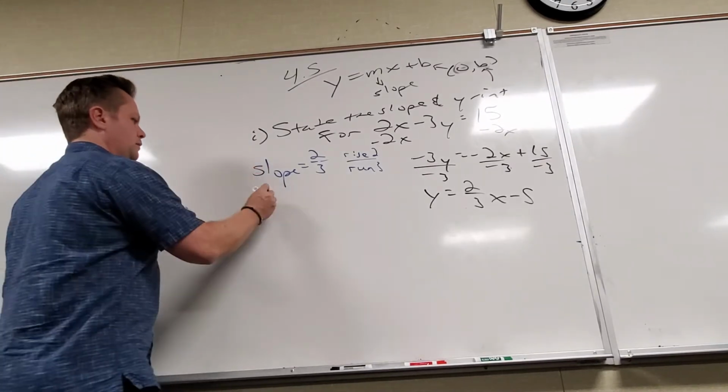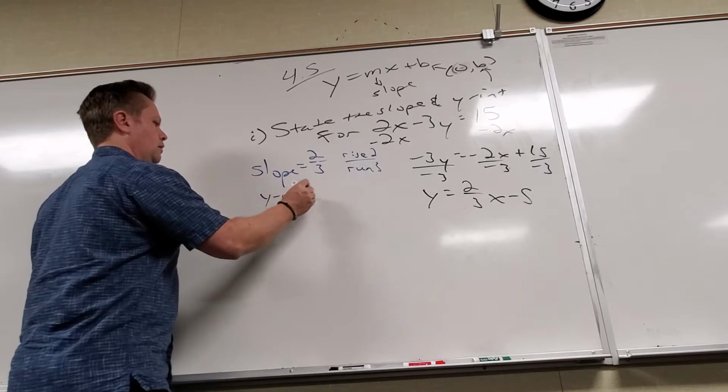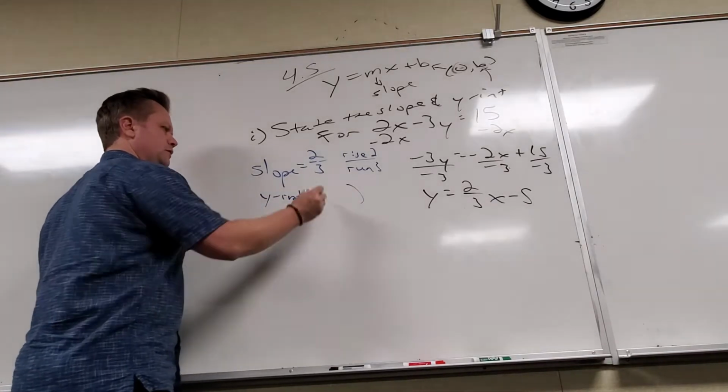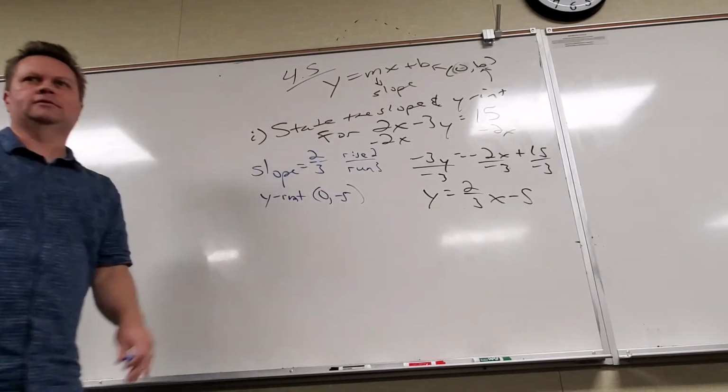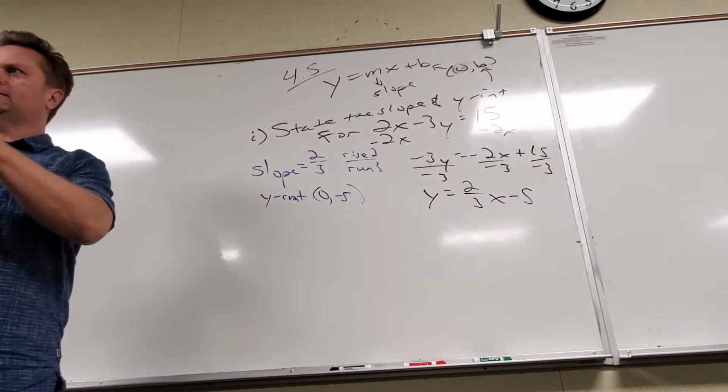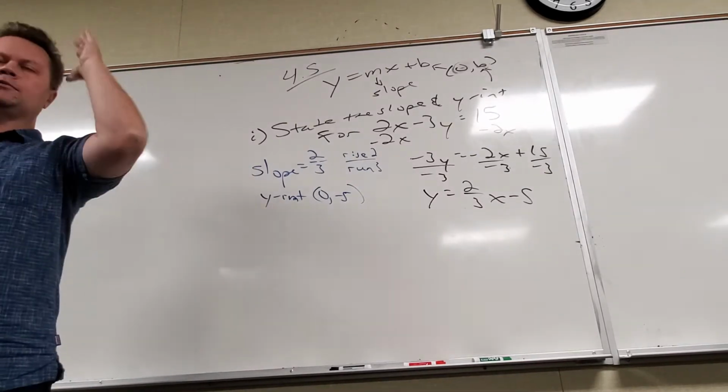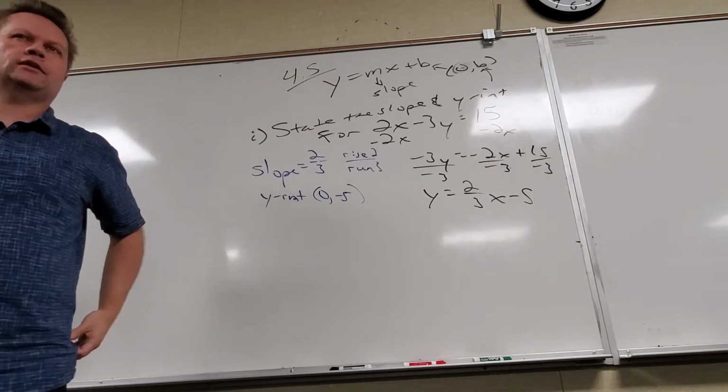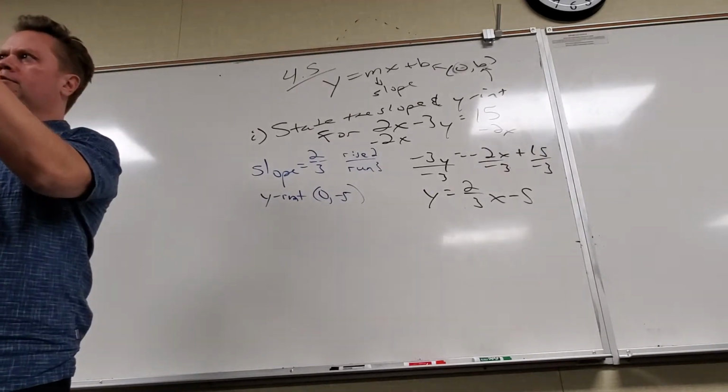And what's the y-intercept? Zero, -5. There we go. Beat you guys into submission on that. It's got to be a point, and I'm trying to help you because you will make silly mistakes if you forget. There's 2 parts to that thing.